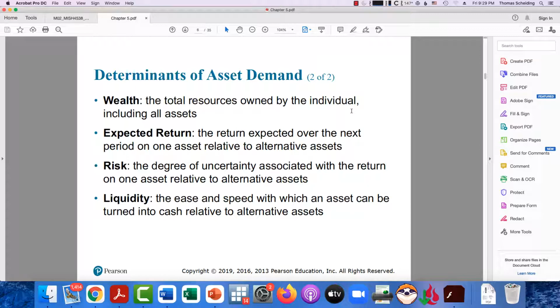In terms of the overall demand for an asset, it's determined by four things. Which kind of asset you prefer: wealth, expected return, risk, and liquidity. Well, wealth is a pretty easy one. The more wealth one has, the more assets one has. That shouldn't be too surprising. What is the expected return to that asset? If the expected return to a certain asset is greater, then more people will demand it.